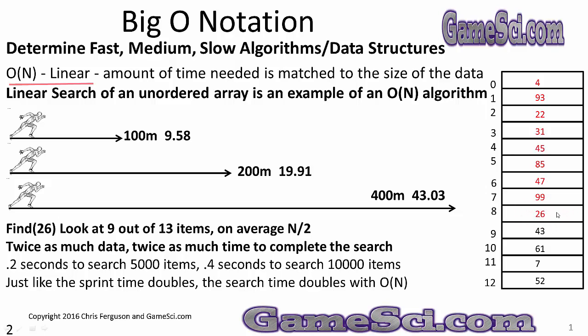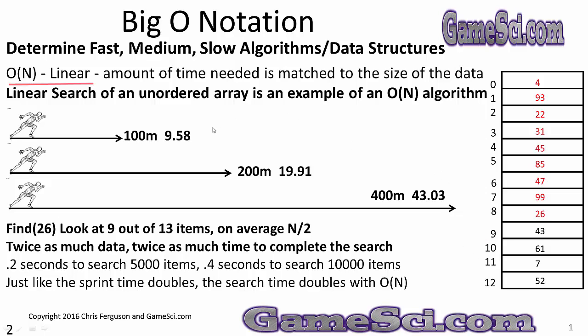Well, think about it. What if I double the size of this array? Well, I'm doubling the number of items I'll have to look at. On average, I have to look at roughly half the items. Now, sometimes it'll be at the beginning, sometimes it'll be at the end, but on average, I'm going to have to go through half the items during a linear search. Double the data, I'm going to double the time.